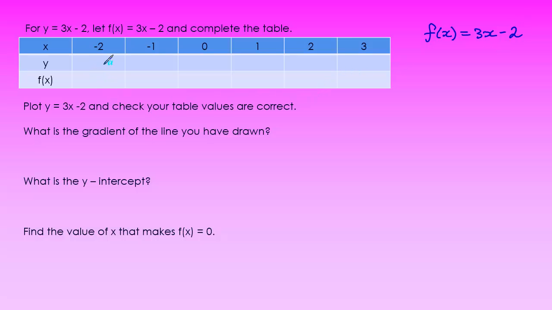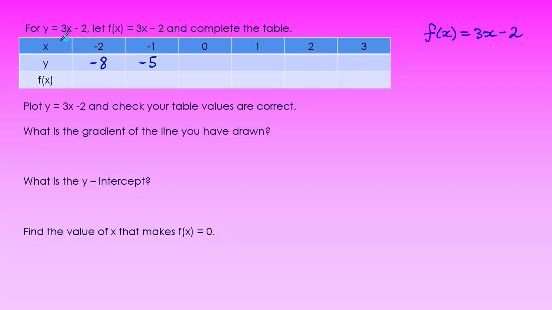Now, we've got various values of x. So starting with x is negative 2, substitute that in here. 3 times negative 2 is negative 6. Take away 2 gives us negative 8. If x is negative 1, that's negative 3 take 2, which is negative 5.